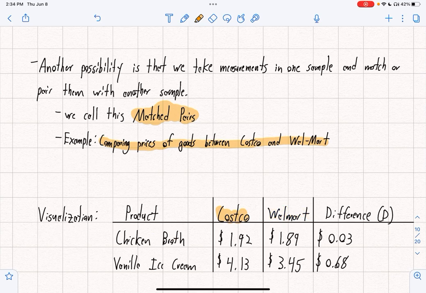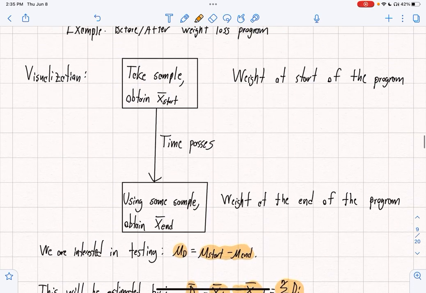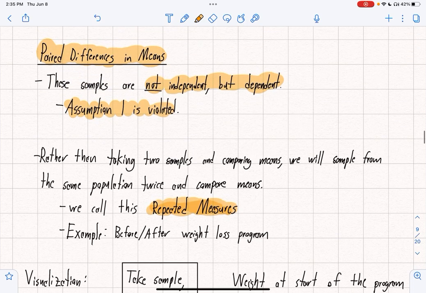So this would be the same procedure as that weight loss example. It just looks a little different. In one, we're sampling the same group twice over time. Here, we're just pairing up subjects. We're pairing up their samples. So one's from Costco, one's from Walmart, and we're pairing by the product. So in all of these examples, these are not independent, but dependent.